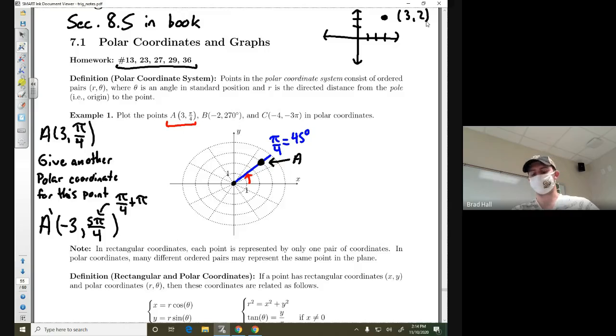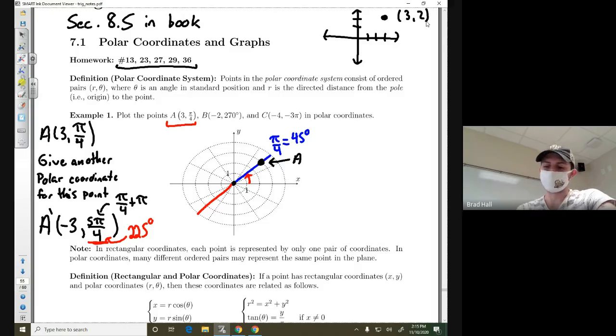This point actually lands in the same spot. And it might seem weird why that's the case, which is perfectly reasonable. So 5 pi over 4, what is that, 45 plus 180, 225? That's the same thing as 225 degrees. And so if we try to figure out where 225 degrees is at, it's actually going to be right here.